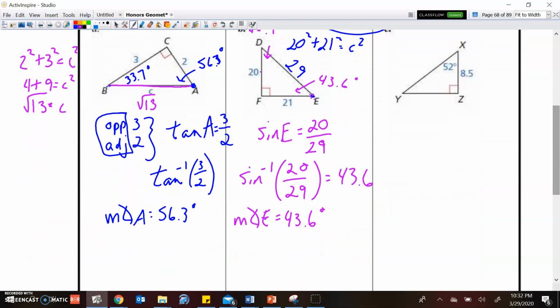All right, so let's go ahead and use our sine, cosine, tangent. Let's call this x. So from angle 52 degrees, x would be my opposite, 8.5 is my adjacent, so that's tangent. So I can say the tangent of 52 degrees is equal to x over 8.5. If I multiply both sides by 8.5, I'm going to find 8.5 times the tangent of 52 is 10, those cancel, x equals 10.9.